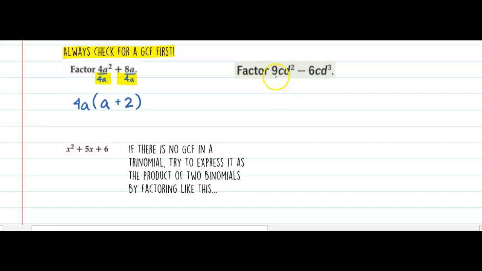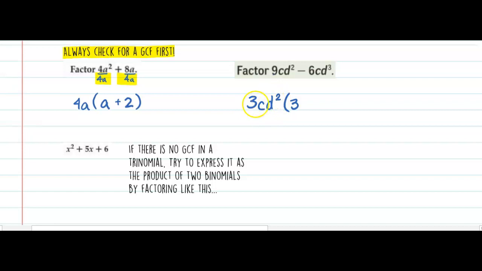Right here, I can see that the biggest number that I can divide into 9 and 6 is 3. Forgot about my letters. They both have a factor of C. They both have 2 factors of D. But that's it. This one has 3 factors, but this one does not. And we write what they have in common. 3 times what is 9? 3 times 3.